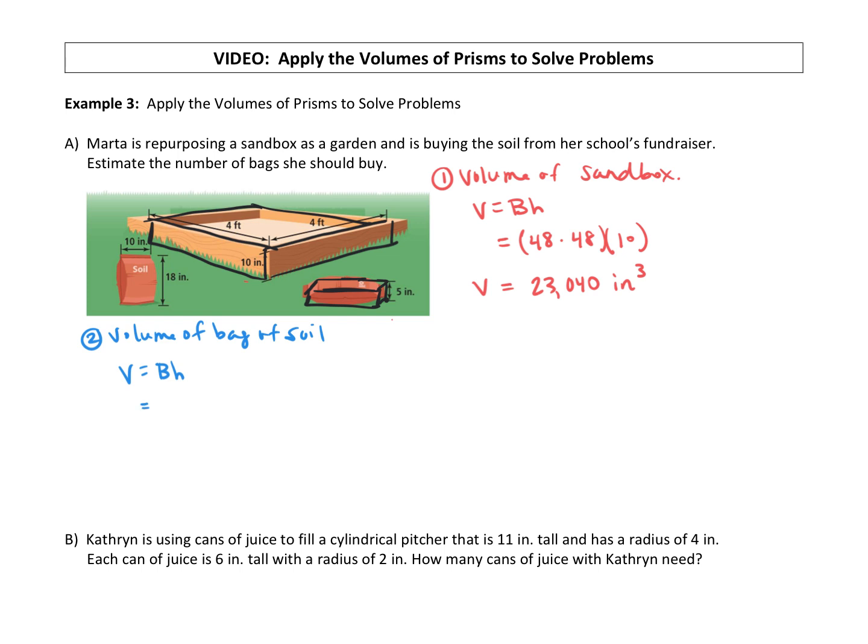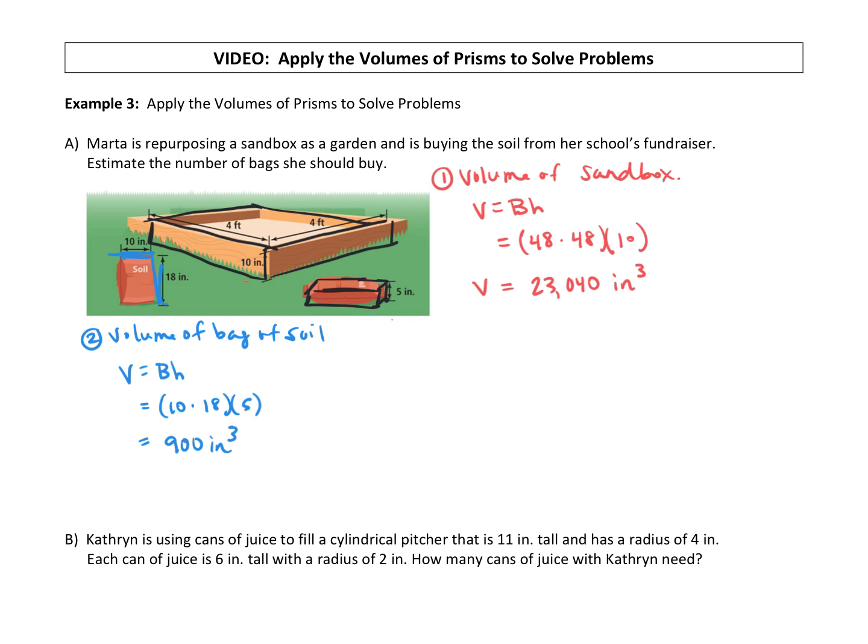So the area of the base is going to be 10 by 18, just that rectangle, 10 times 18. And then the height is going to be the measurement that connects one base perpendicularly to the other base. So that is that 5 inches is the height. Let's go ahead and multiply that out. 10 times 18 times 5 is 900 inches cubed. So each bag of soil contains 900 inches cubed of soil.